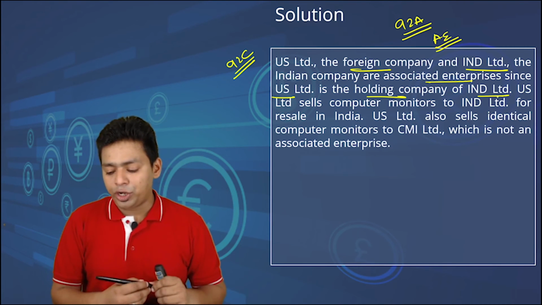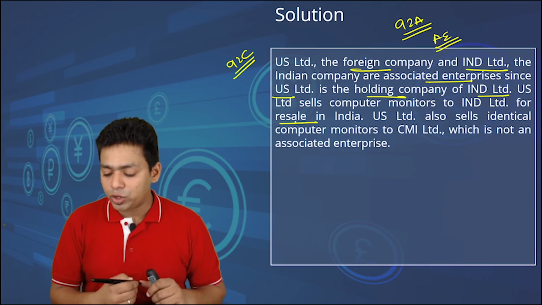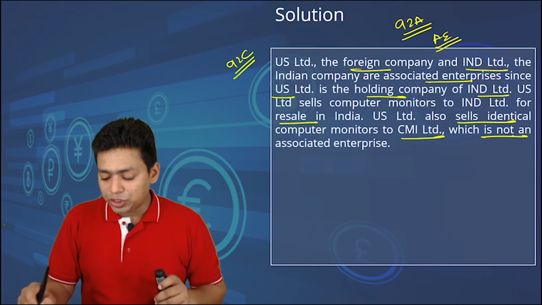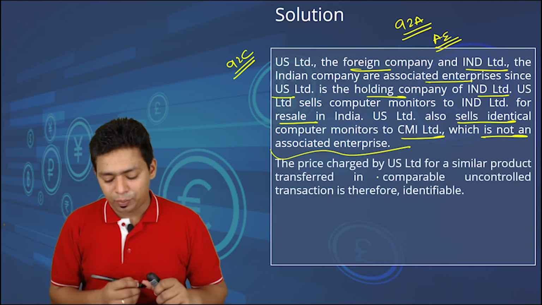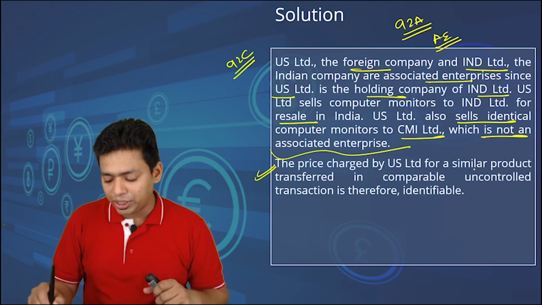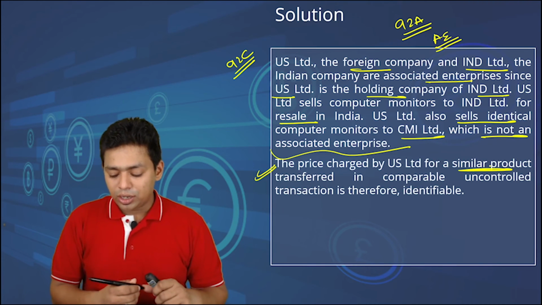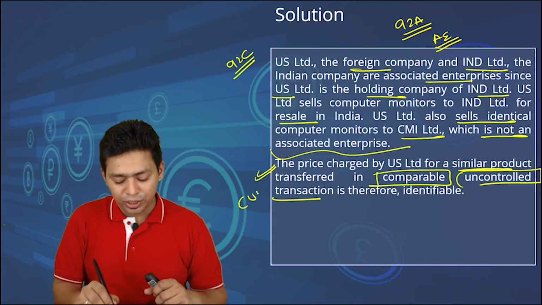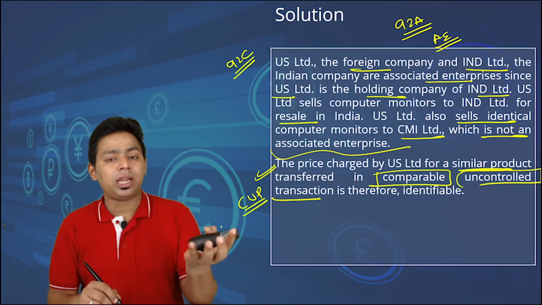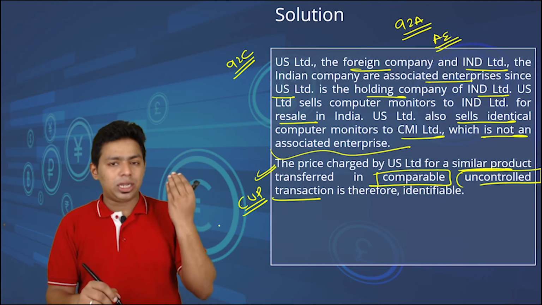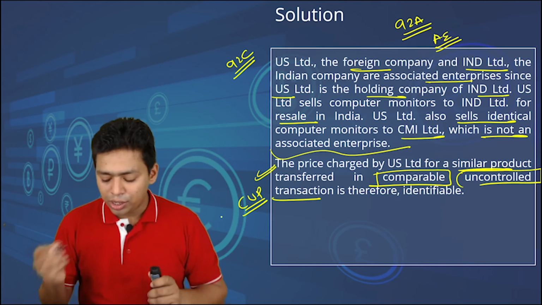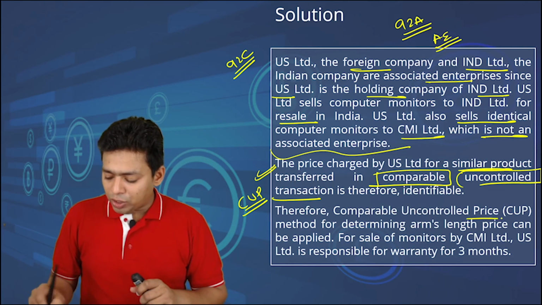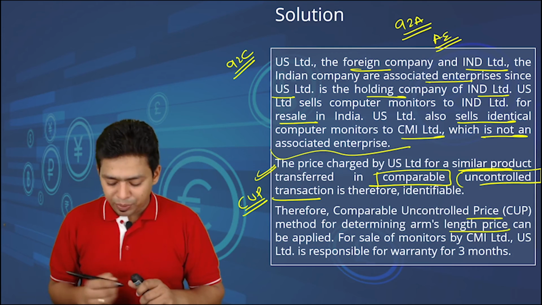US Limited sells computer monitors to Ind Limited for resale in India. US Limited also sells identical monitors to CMI Limited, which is not an associate enterprise, which is an unrelated party. The price charged by US Limited for the similar product transferred is a comparable uncontrolled transaction. So obviously the CUP method is applicable, because the most understandable concept is the comparable uncontrolled price method. Therefore, the comparable uncontrolled price method for determining arm's length price can be applied.